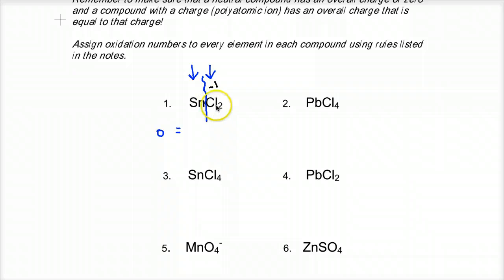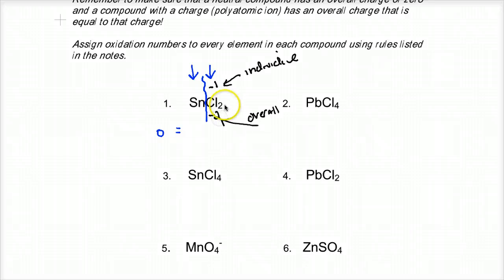So because it's -1 and there are two chlorines, the overall charge, I do the individual charge up top and the overall on the bottom. So the overall here is -2 because there are, you got it, two of these. So it's -2 overall, and this thing has to equal 0, so clearly the tin has to be +2. And because there's only one tin, it's +2 individually.